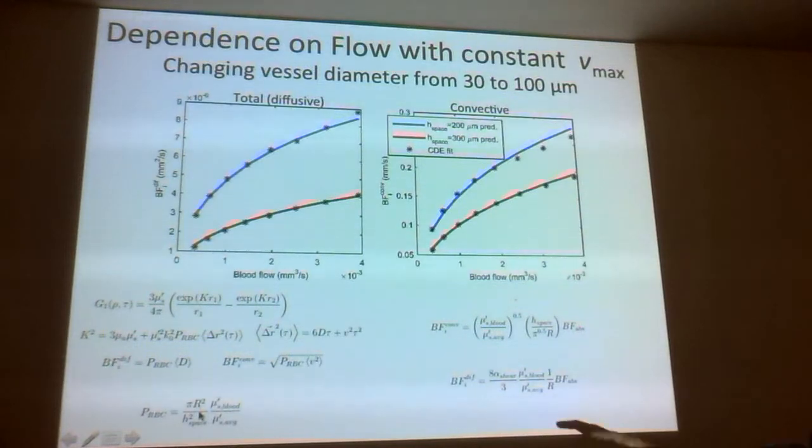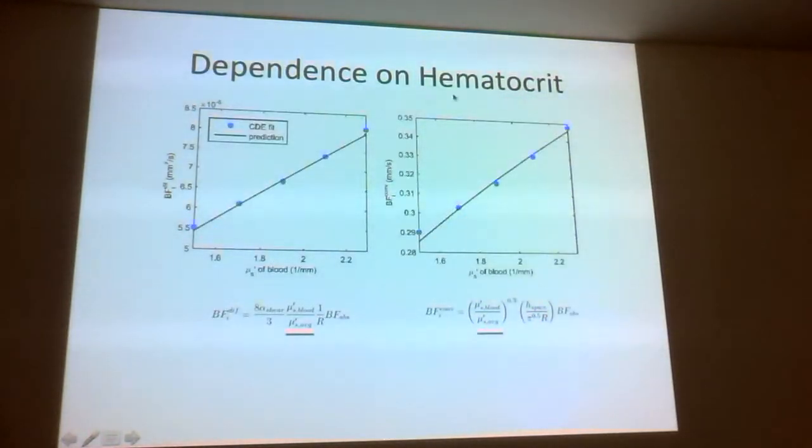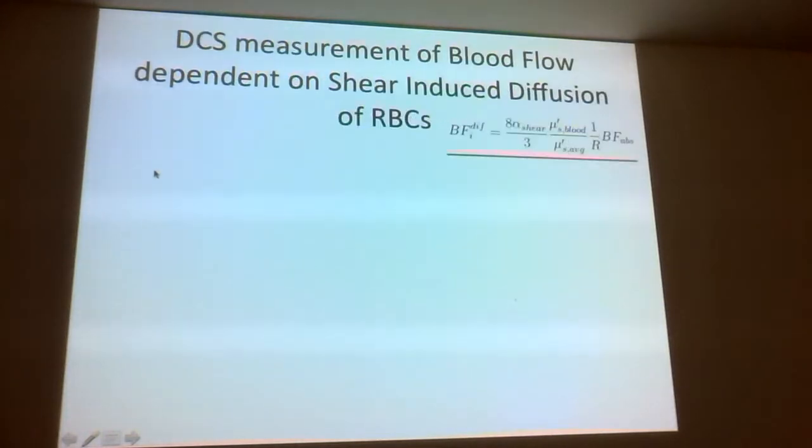So I could write down the theory for the blood flow index. It's related to true blood flow, but it's modulated by the diameter of the vessel, as well as the hematocrit of the blood. Right? And so taking into account this factor, I'm able to predict the blood flow index quite accurately. It also predicted that if I change the hematocrit, it would change the blood flow index. I'm keeping blood flow actually constant. I'm just changing hematocrit. And I'm able to predict the change accurately.